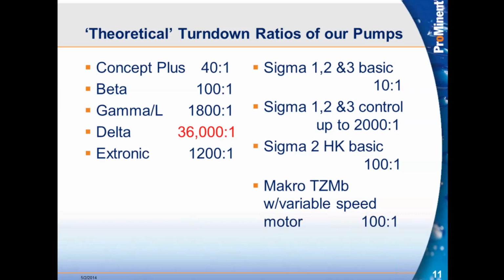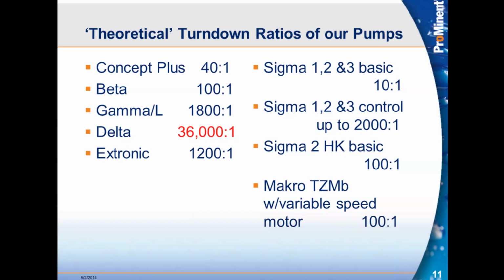That stroke length control on the HK is a little bit more finite. It has a little bit longer stroke length, so we have a little bit better control over that stroke length as well. The Macro, the TZMB series with a variable speed motor, we can have maybe 100 to 1. Again, all of these are at 10 to 1 or better.